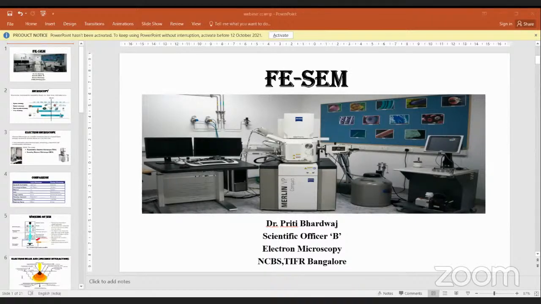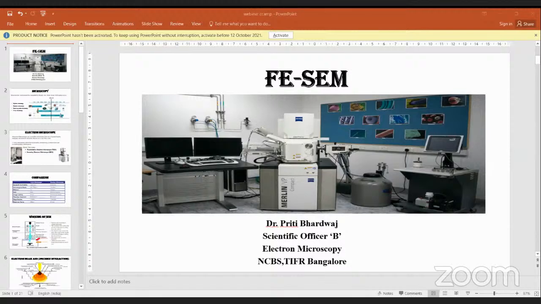Due to the difference in the wavelength of light rays and electrons, their resolving power changes, as resolving power is directly related to the wavelength of the beam. The resolving power of light microscopy is about 200 nanometers, depending on the wavelength. In electron microscopy, we can go down to 0.2 nanometer.